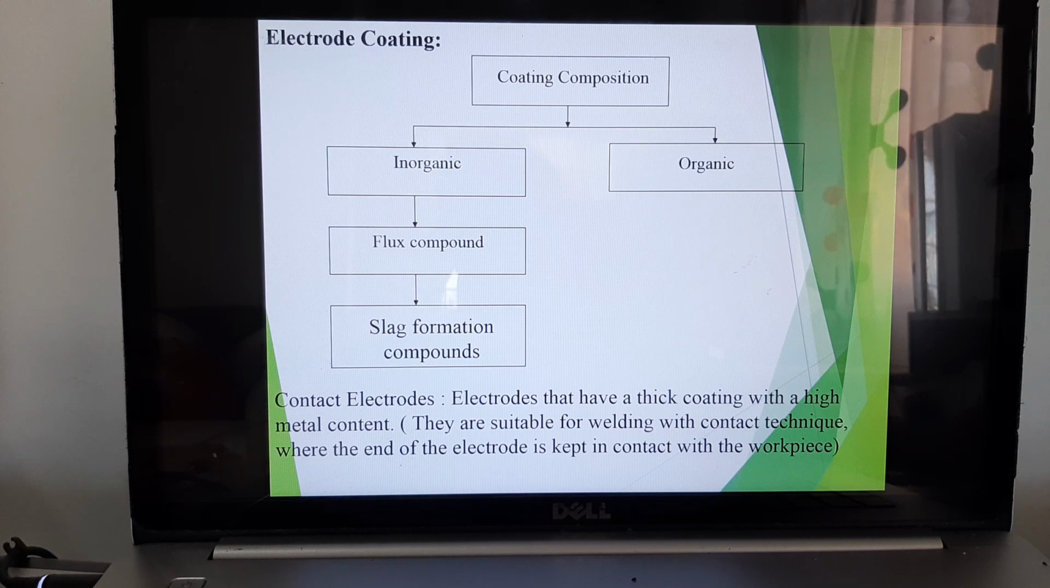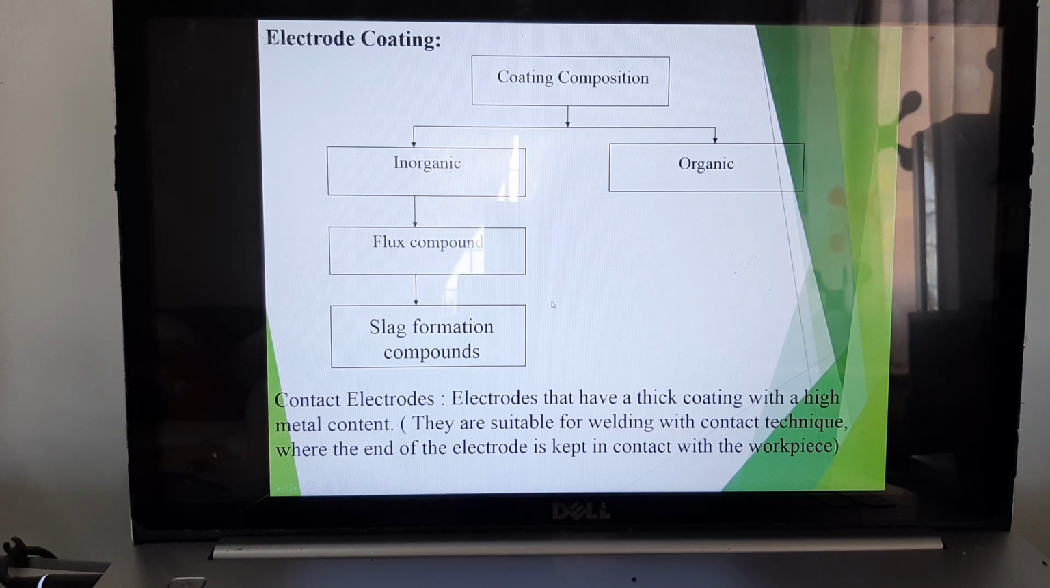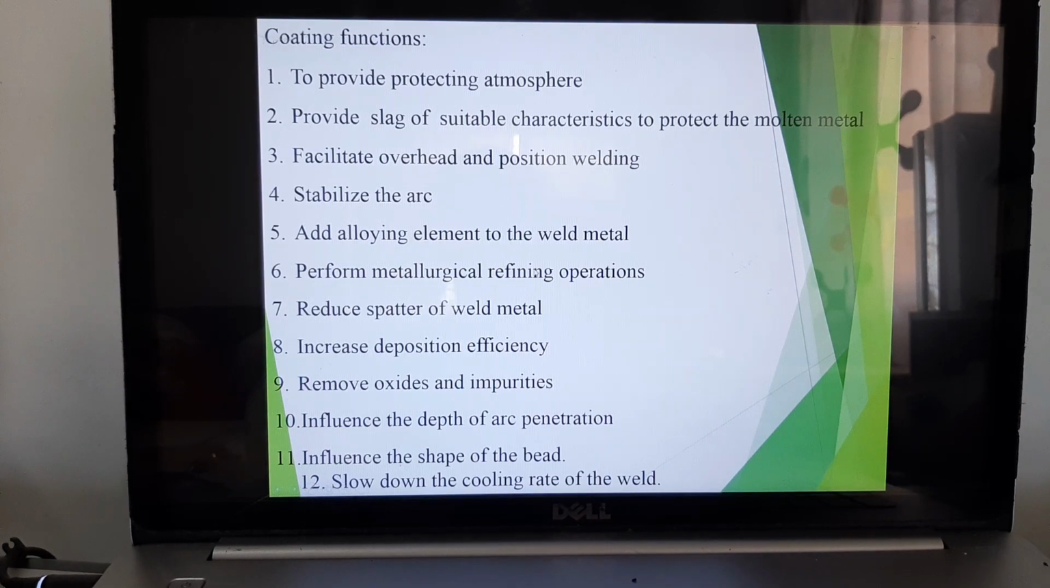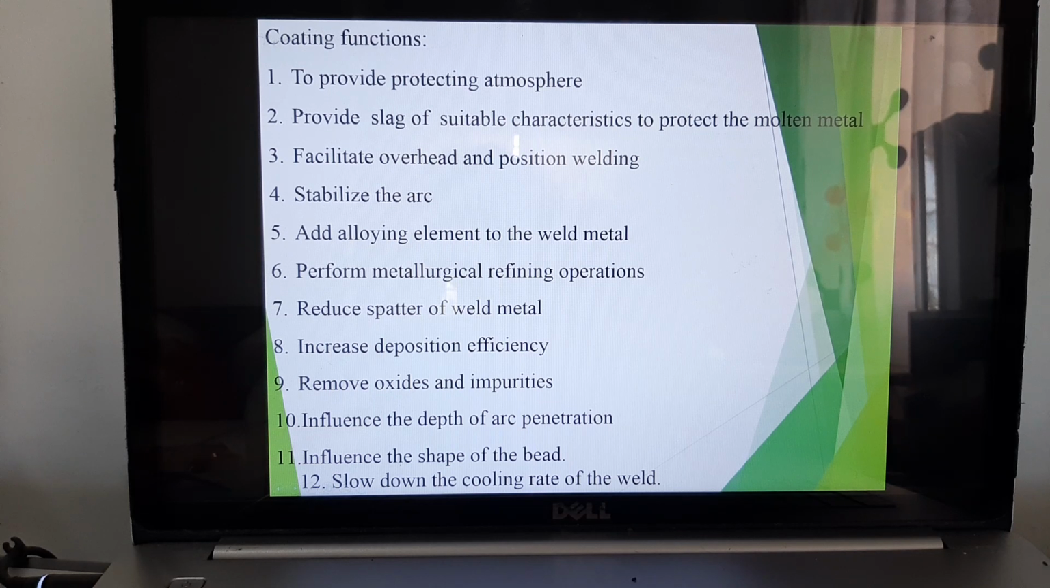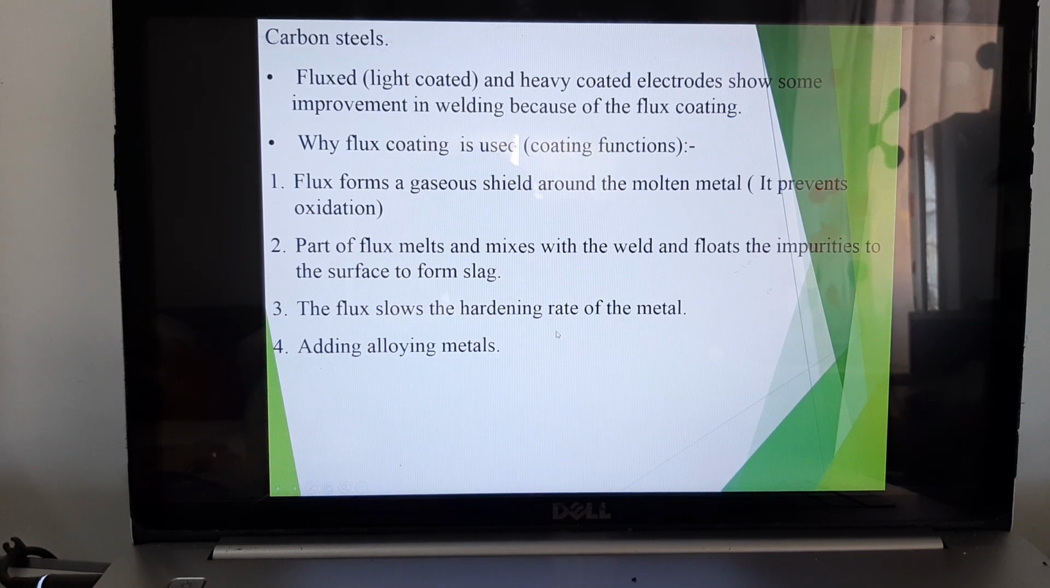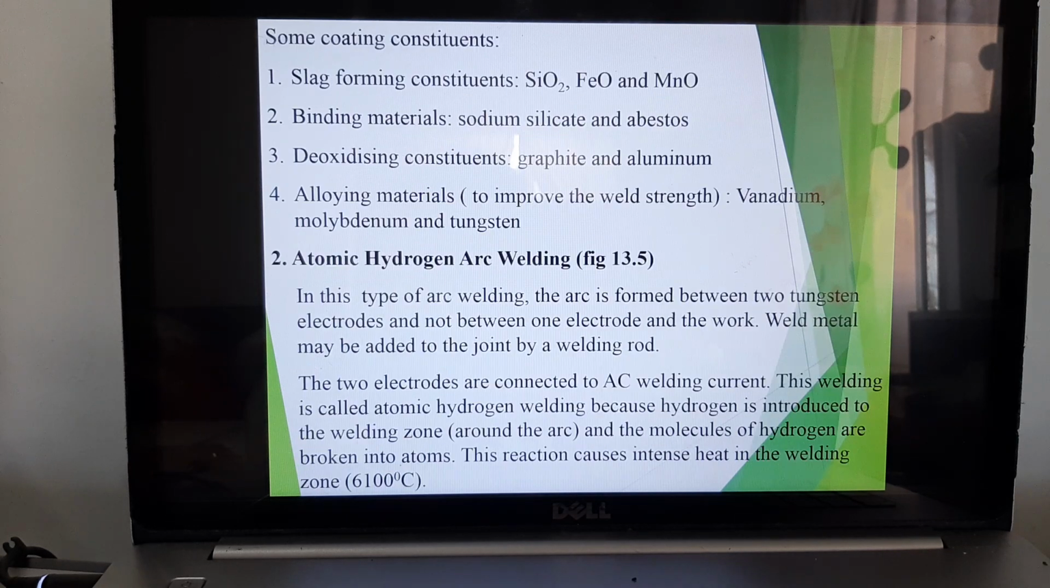Okay, so like I mentioned to you, your coating composition, you have inorganic substances, organic substances, but the basic function again is to provide all of this, this 1 to 11. So for exam purposes, make sure you know at least 3 to 4 coating functions. Okay, so back to our constituents of coating.